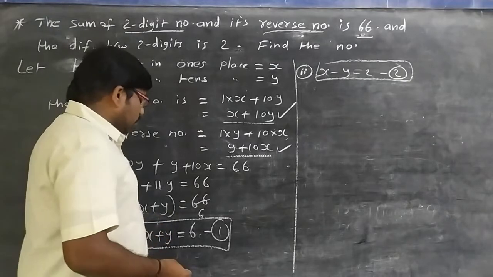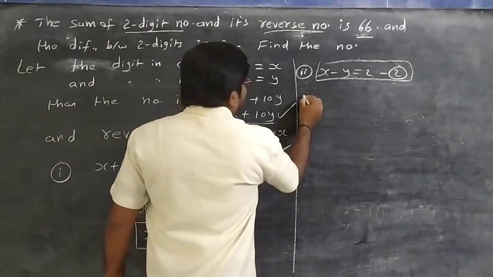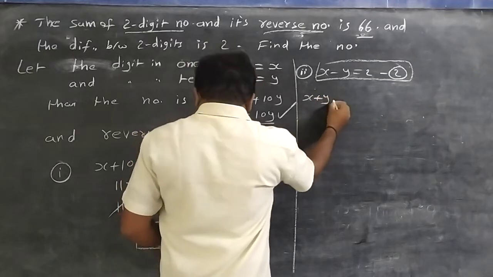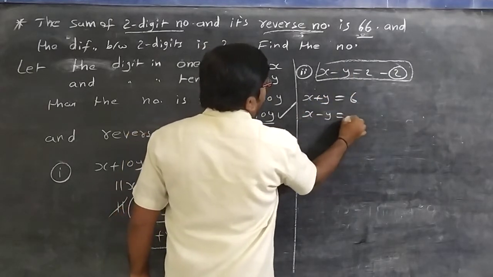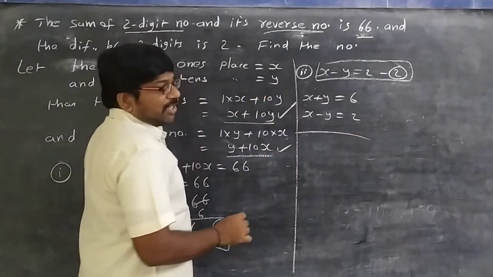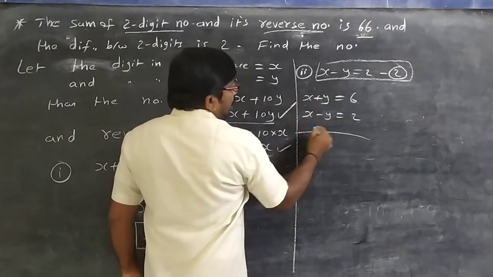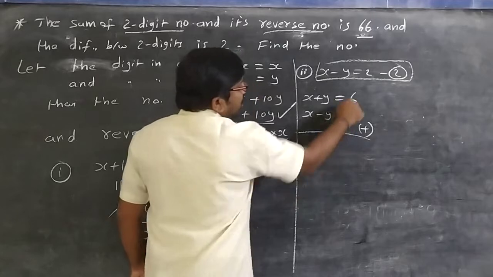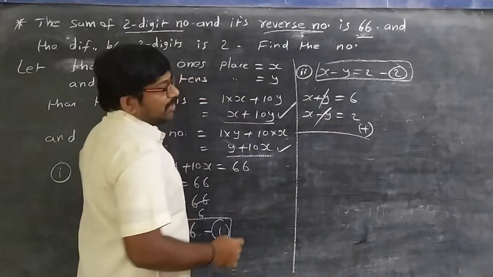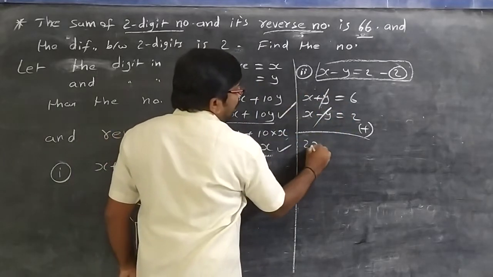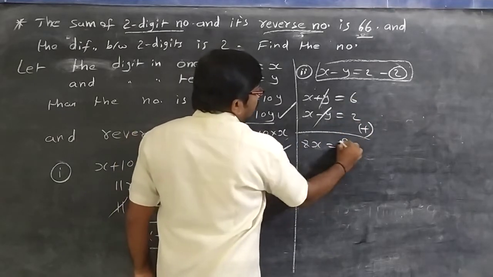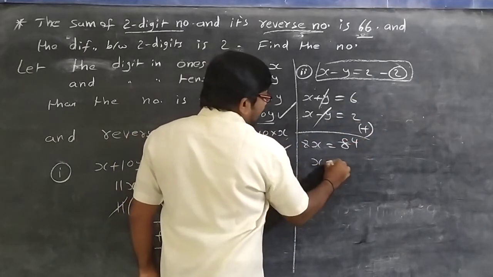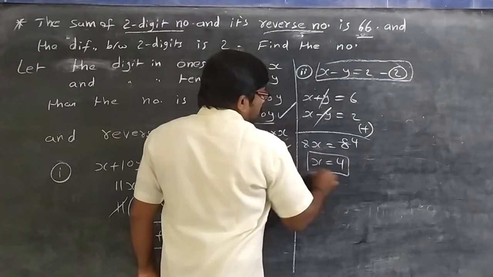See, solve the two. The first equation, x plus y is equal to 6, and the second equation, x minus y is equal to 2, right? Here plus y, minus y, in adding, these two get cancelled. So x plus x, 2x is equal to 6 plus 2, 8. 2 ones are 2, 2 fours are 8. So x equal to 4.